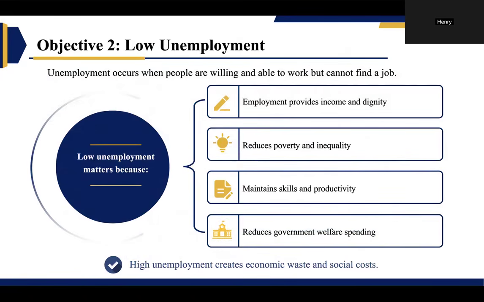The second objective is low unemployment. Unemployment occurs when people are willing and able to work but cannot find a job. Why is low unemployment important? Because jobs provide income, stability, and a sense of purpose. At a national level, low unemployment reduces poverty and inequality, maintains skills in the workforce, and reduces government spending on welfare. High unemployment, on the other hand, represents a huge waste of resources and creates serious social problems.